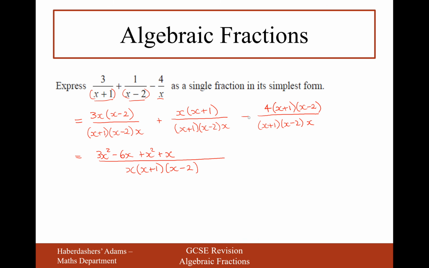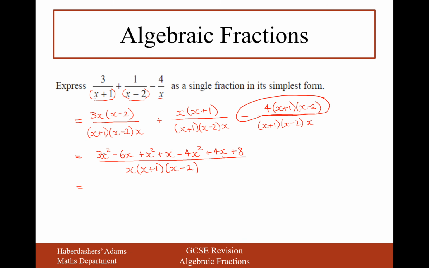Now be really careful with this one because we're going to subtract all of this bit here. So it's going to be subtract 4x squared. It's going to be minus 2x plus x, so that'll be minus x, but times that by 4, so that'll make it minus 4x, but I'm subtracting it, so that'll make it plus 4x, and then it'll make it minus 8, but I'm subtracting it, so that'll make it plus 8.